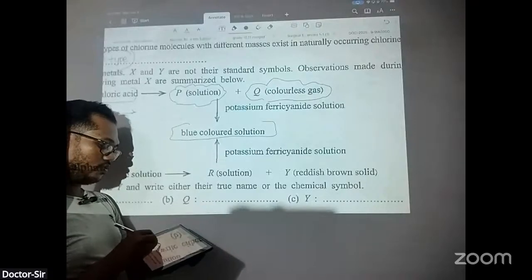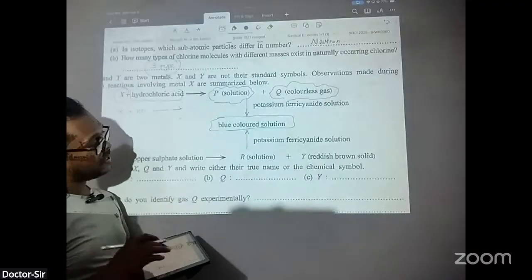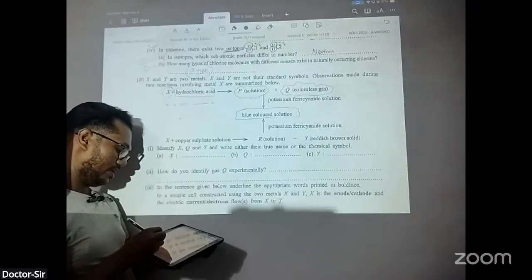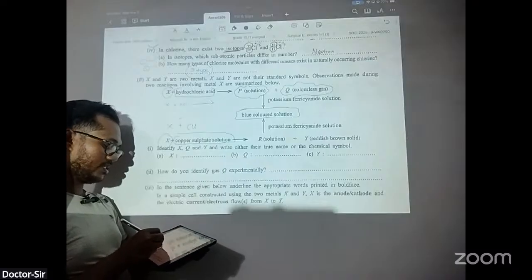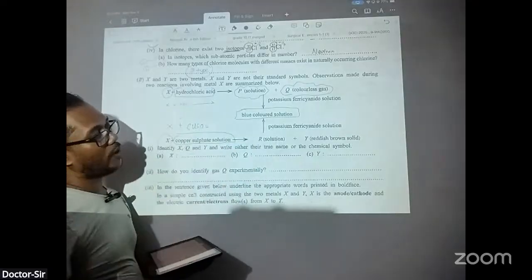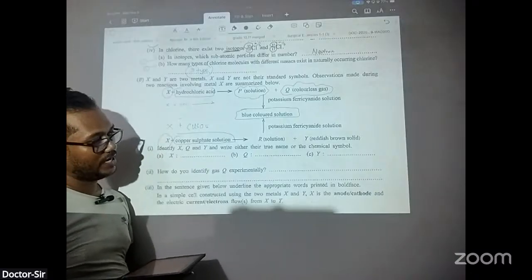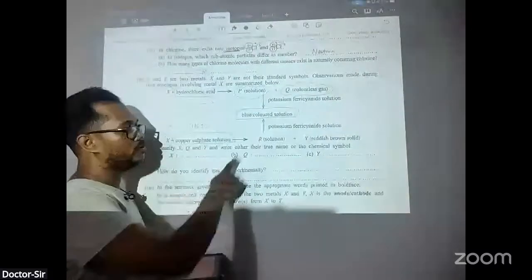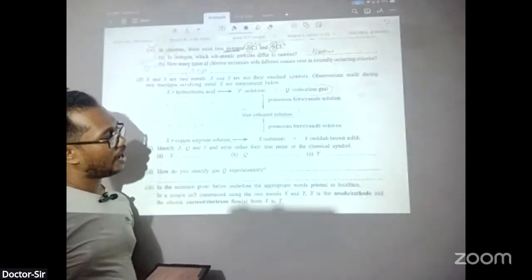Potassium ferricyanide solution, they form a blue color solution. Then again, another one: X plus copper sulfate solution. X plus copper sulfate form the R solution and Y, a reddish brown solid. Then you are going to put the potassium ferricyanide again into the R solution.